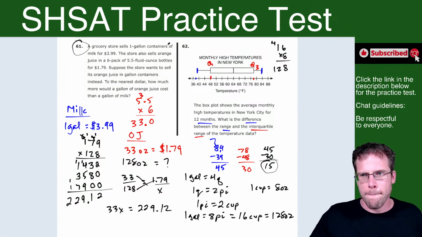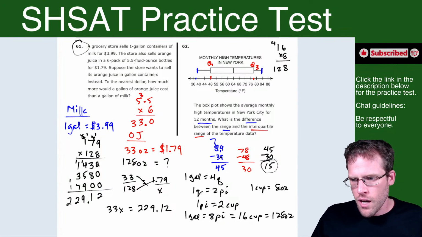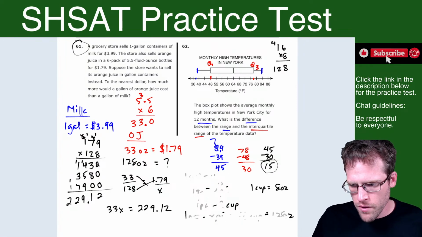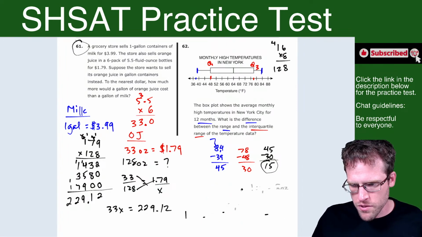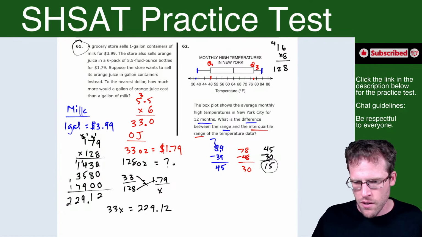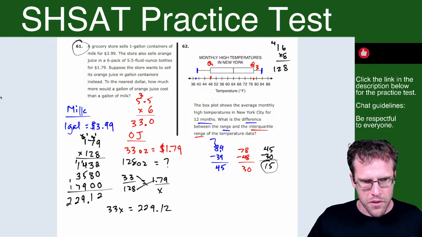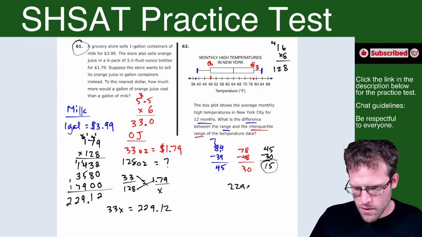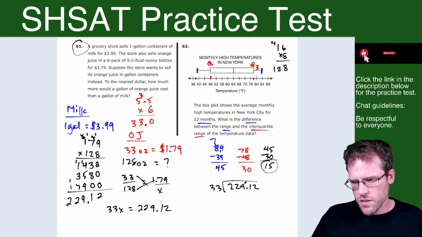Okay. So now I will erase this stuff over here. All right. Hopefully they would give us scrap paper or something. I'd have space to write stuff out. Okay, so now I'm dividing this by 33. Wish me luck. So now 229.12 divided by 33. So it's going to go in here.